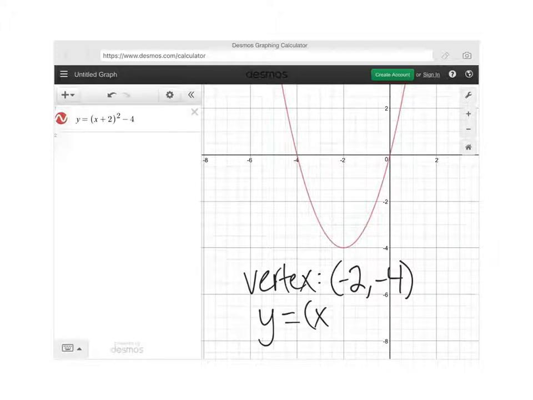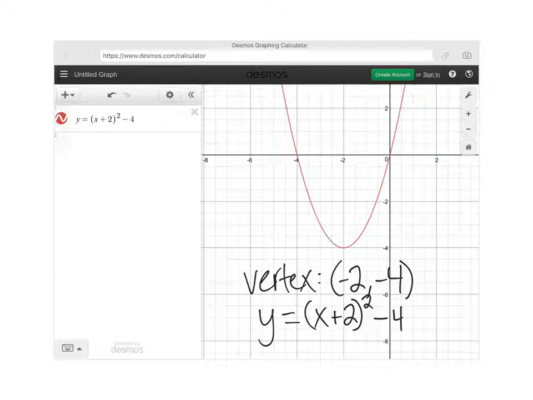Not minus, because remember how it's the opposite sign? Remember how when we find the x-intercept, it's the opposite sign because we're solving for 0? X plus 2 squared. And guys, you know that it's right here. See this? It's actually right here. And then I went down 4. So minus 4 at the end. This right here is my vertex, right?